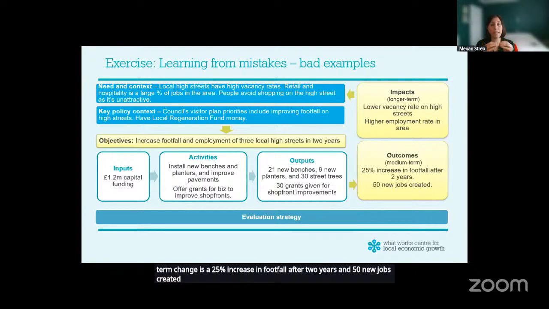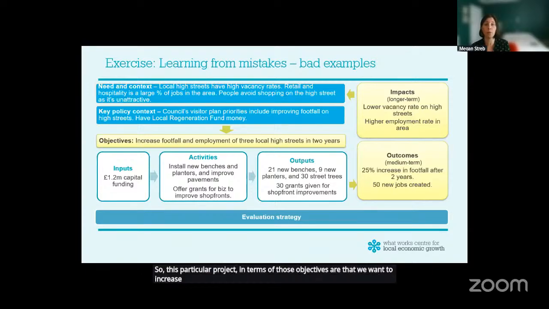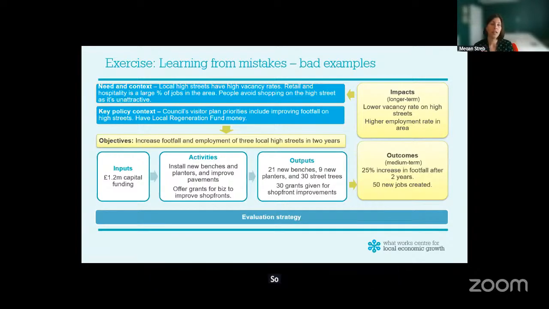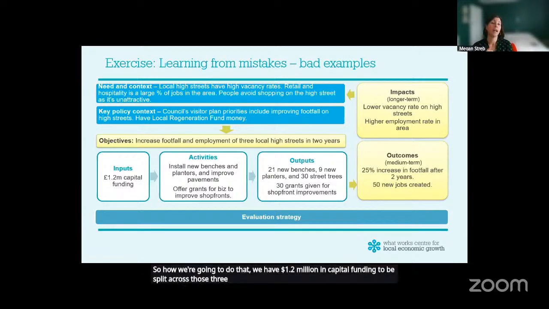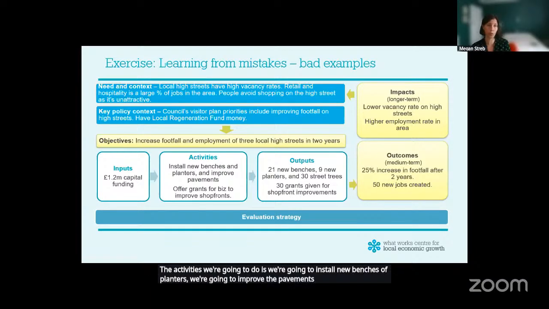So this particular project, in terms of those objectives, is that we want to increase footfall and employment on 3 local high streets in 2 years. So how we're going to do that: we have 1.2 million in capital funding to be split across those 3 high streets. The activities we're going to do are install new benches and planters, improve the pavements, and offer grants for businesses to improve their shop front.